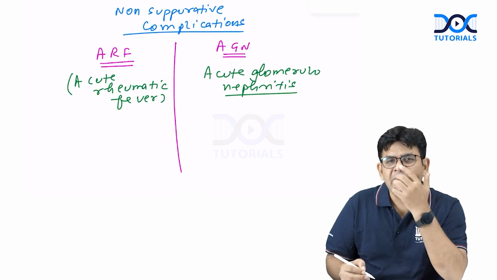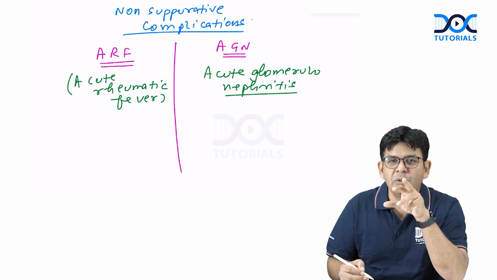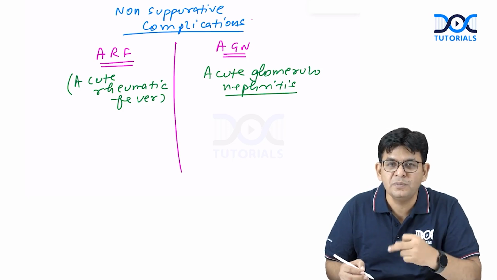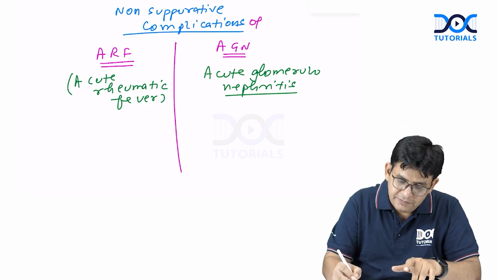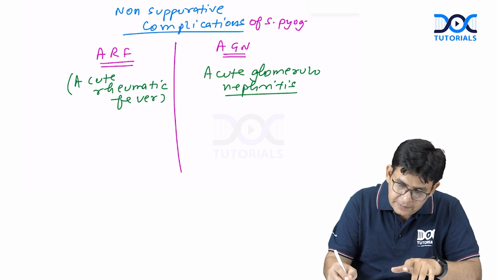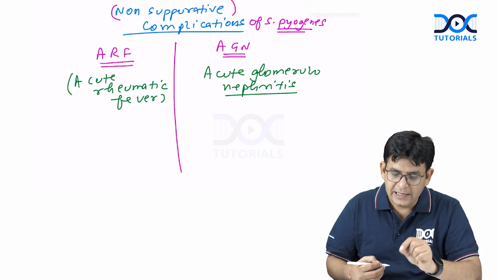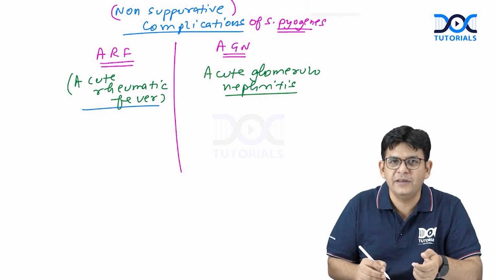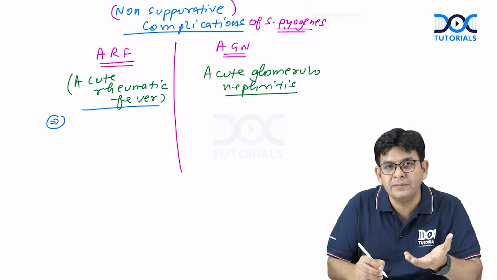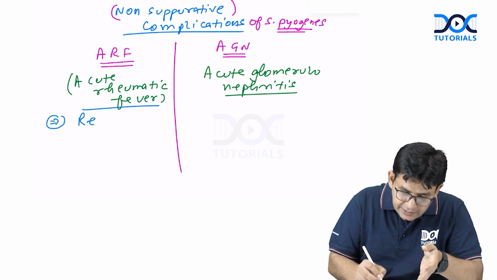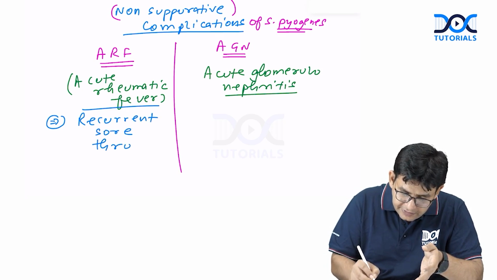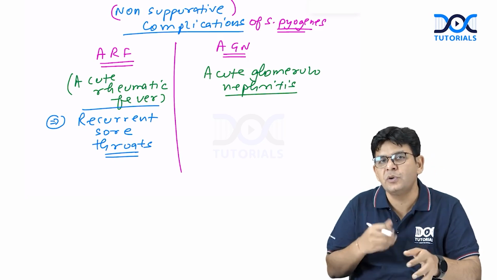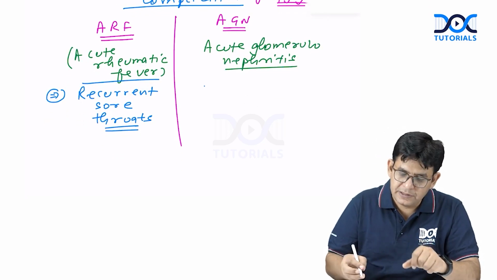You must be remembering from second year, these are the two questions which come in a short note or in a long question: what are the non-suppurative complications of Streptococcus pyogenes? Because everybody knows by the name itself that it does what? Pyogenic infections. But important is the non-suppurative complications. And what are those? Acute rheumatic fever and acute glomerulonephritis. In the case of acute rheumatic fever, the patient comes with what? Sore throat. The patient comes with recurrent, unexplained sore throats.